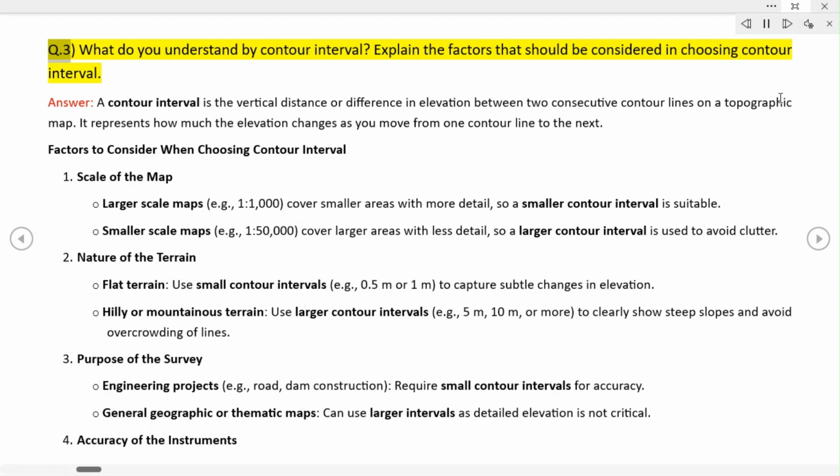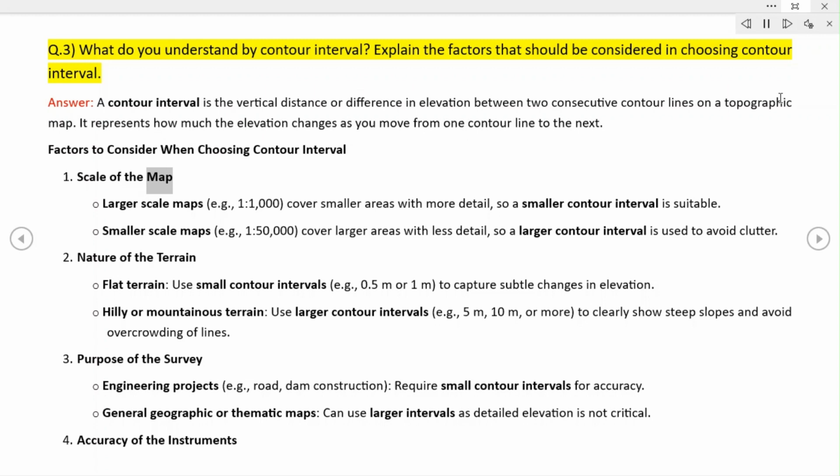3. Quetzales, what do you understand by contour interval? Explain the factors that should be considered in choosing contour interval. Answer: a contour interval is the vertical distance or difference in elevation between two consecutive contour lines on a topographic map. It represents how much the elevation changes as you move from one contour line to the next. Factors to consider when choosing contour interval.